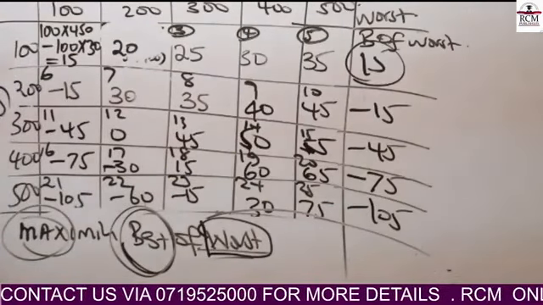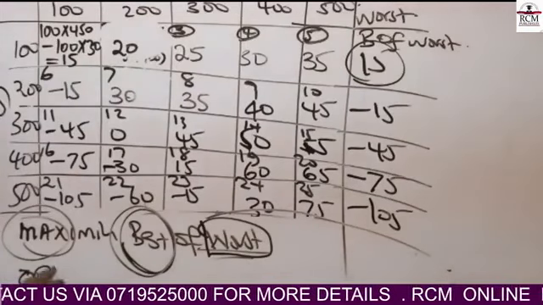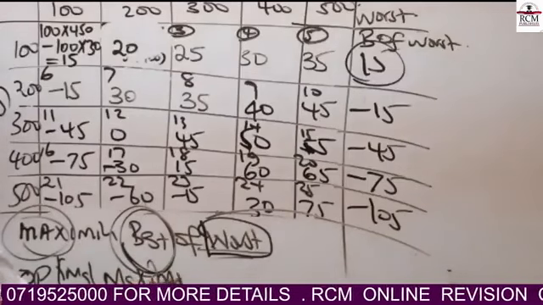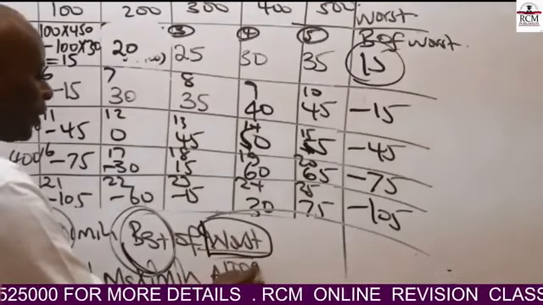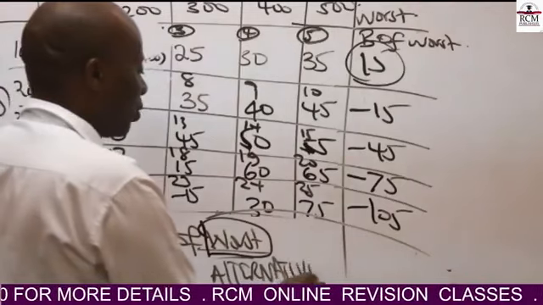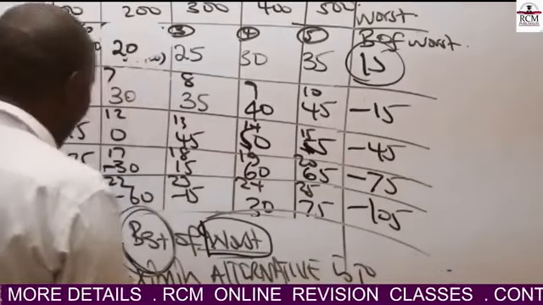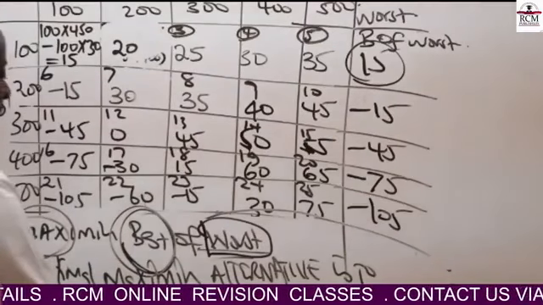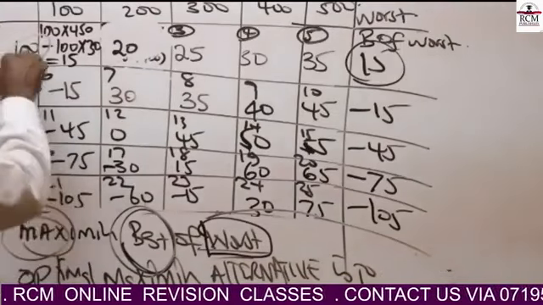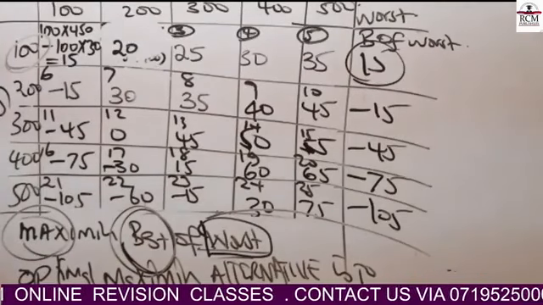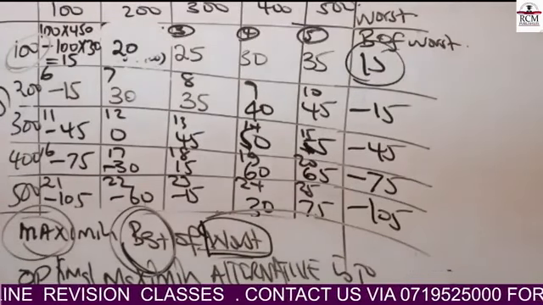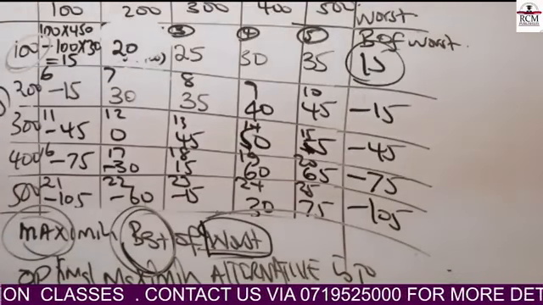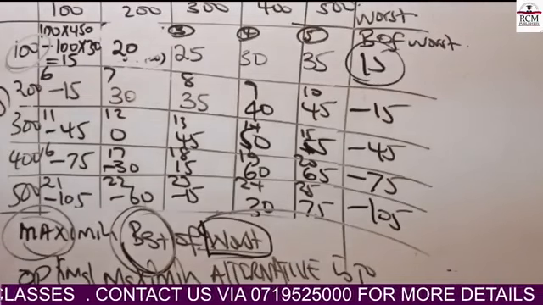So you're saying here that the optimal maximin alternative is to supply 100 crates. Are we together up to there, my friends? Are we together up to there? Yes. Thank you very much.